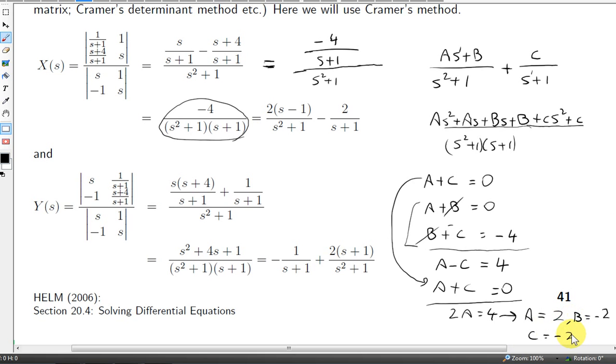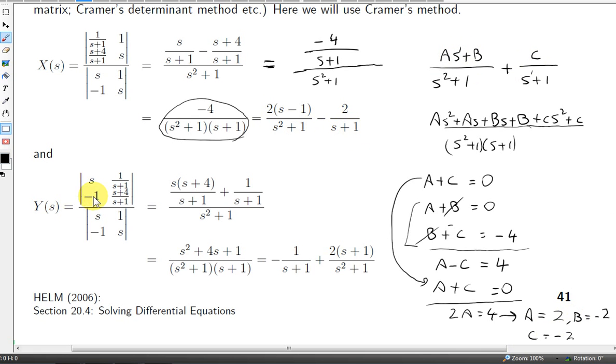So we've now found a, b, and c. So a is 2, b is minus 2. So we get 2s minus 2 over s squared plus 1. We can factorize out the 2 here. And c is minus 2, so we get plus minus 2, or minus 2 over s plus 1.